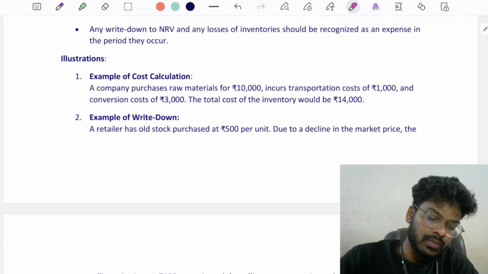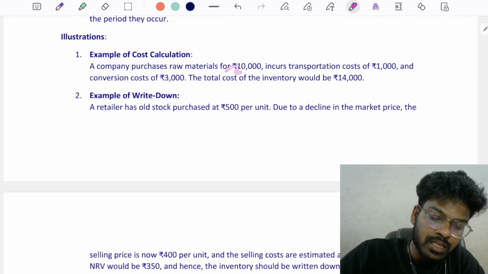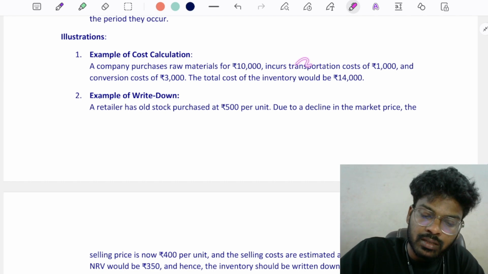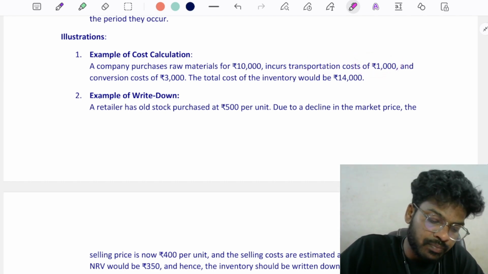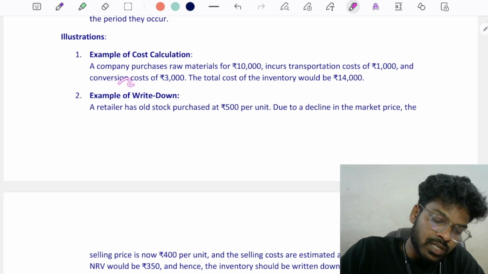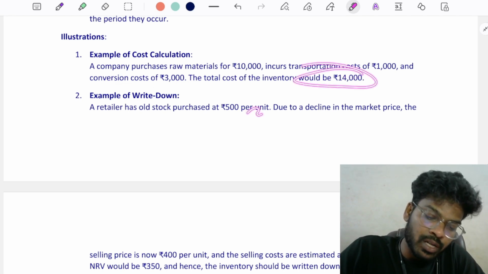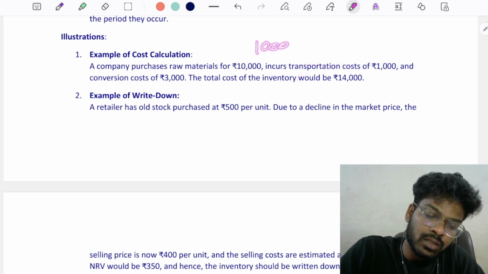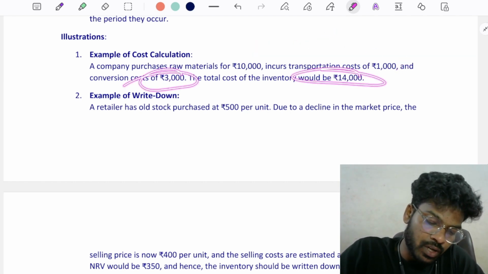Illustration. Examples of cost calculation. A company purchases raw material for 10,000 rupees, incurs transportation cost of 1,000 rupees, and conversion cost of 3,000 rupees. The total cost of the inventory would be 14,000. That is 10,000 plus 1,000 plus 3,000 gives you 14,000.